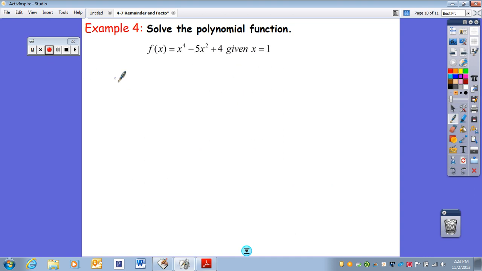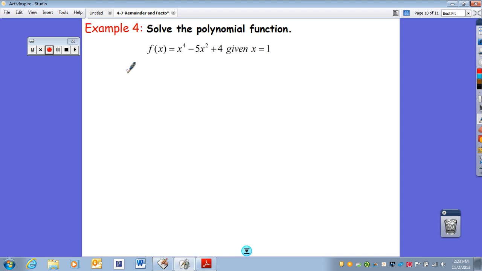Let's try one where we have an x to the fourth. So we begin with our first solution as x is equal to 1. Now we list our coefficients. X to the fourth, that coefficient is 1. We don't have an x to the third. X squared coefficient is negative 5. We don't have an x, and our constant term is 4.